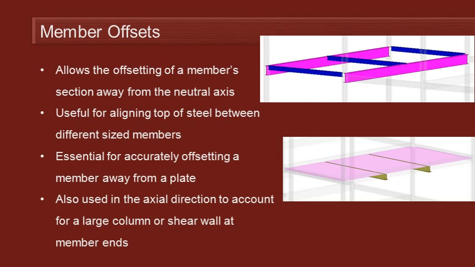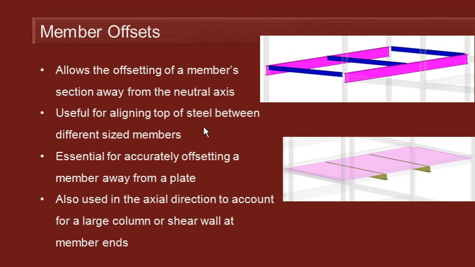Our final member property we're going to look at is member offsets. By default, when we draw a member in Multiframe, the neutral axis of the section is aligned with the center line of the member we draw. The member offsets command allows us to offset that section away from the original neutral axis, so it actually moves the neutral axis away from the center line of the member we've drawn. This is useful for a number of situations.